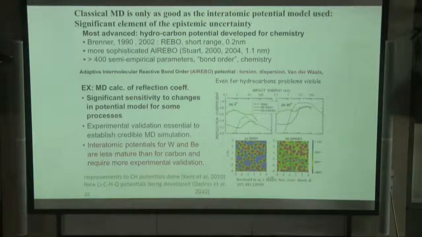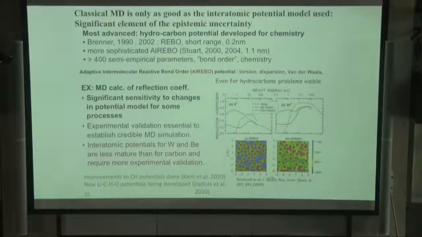Now, what is another source of epistemic uncertainty? In all molecular dynamics calculations, it is the potential. Potential is key, its connection with reality. So, the better the potential, the better your molecular dynamics. The best developed potential is the one for hydrocarbons. It has been developing for 20-plus years, and it contains a lot of good features, 400 semi-classical, semi-empirical parameters. It's not perfect, but it's the best.